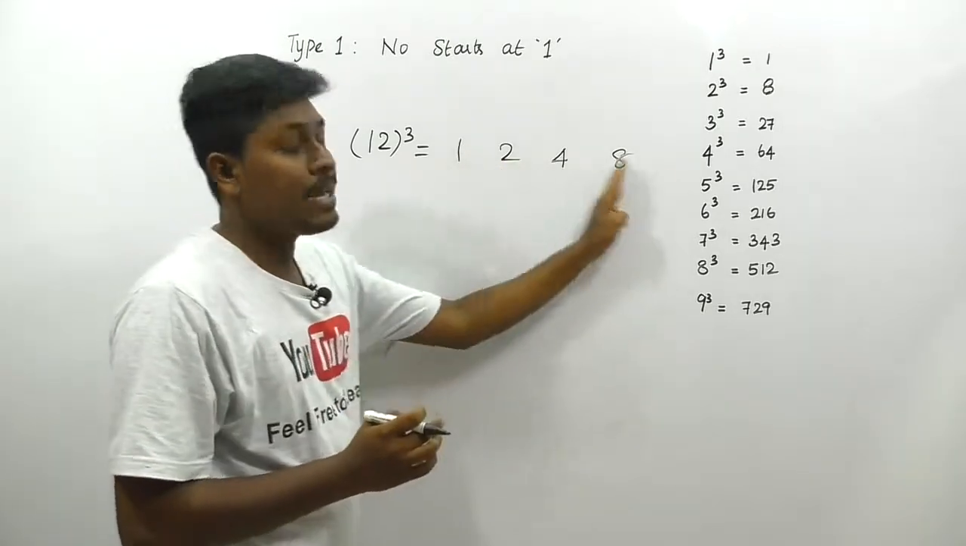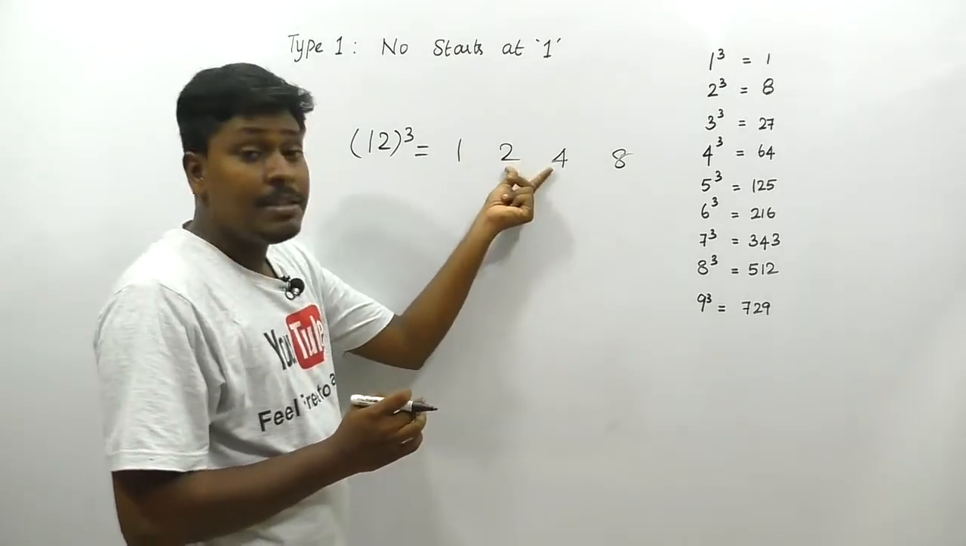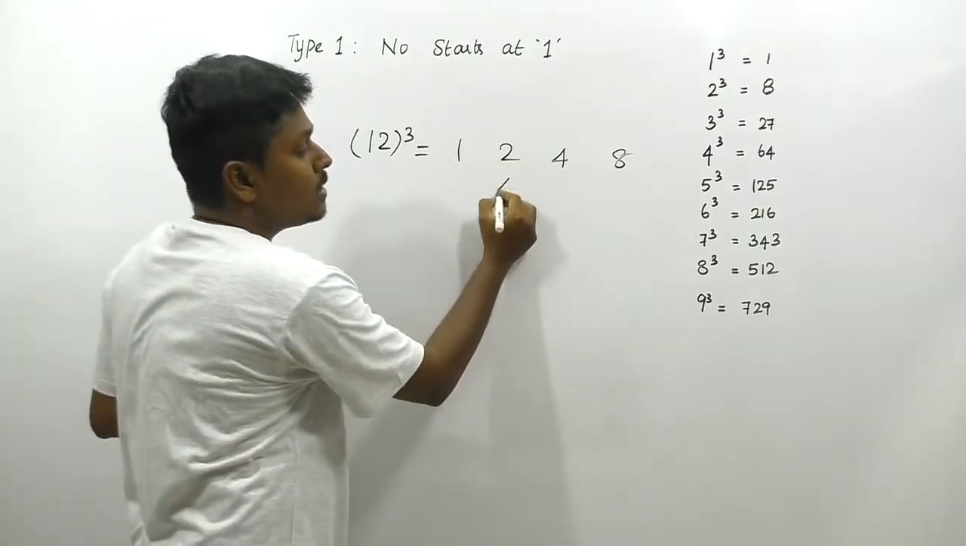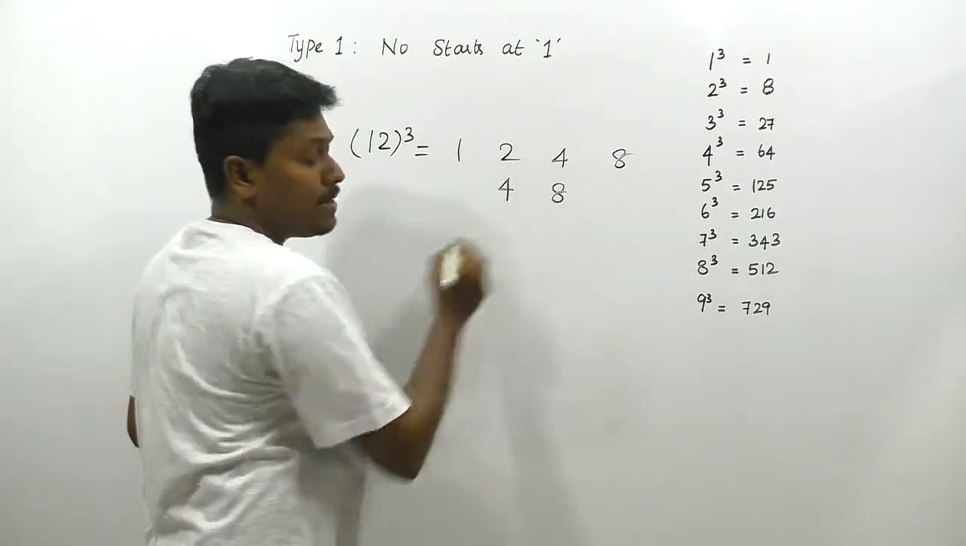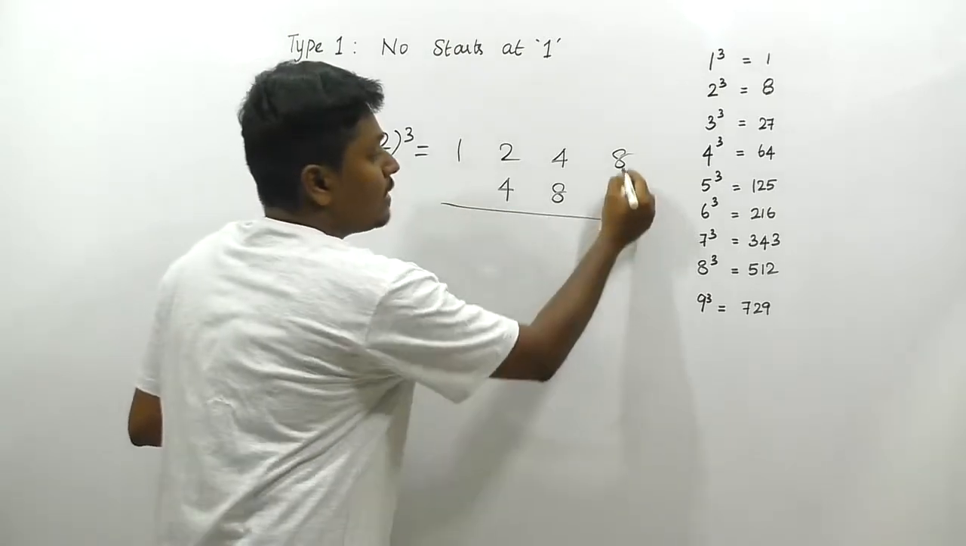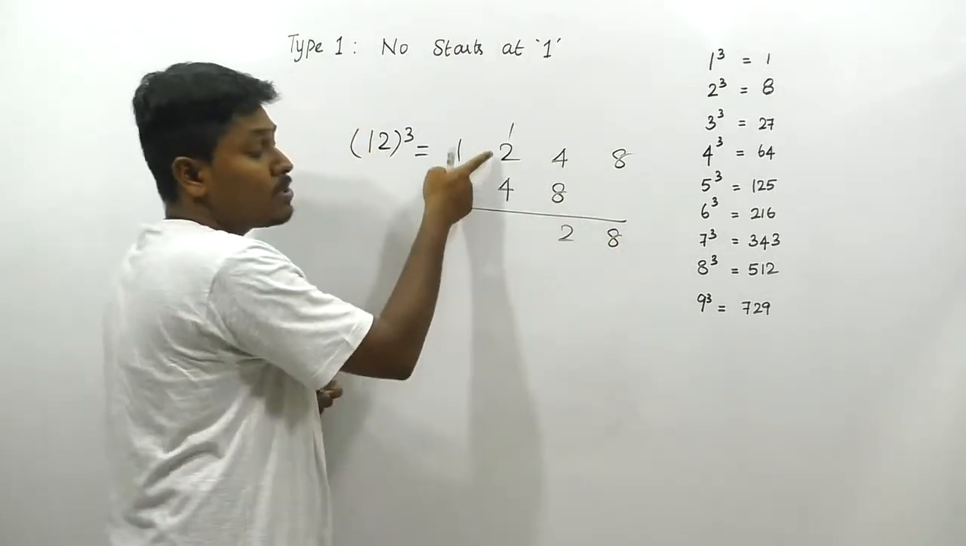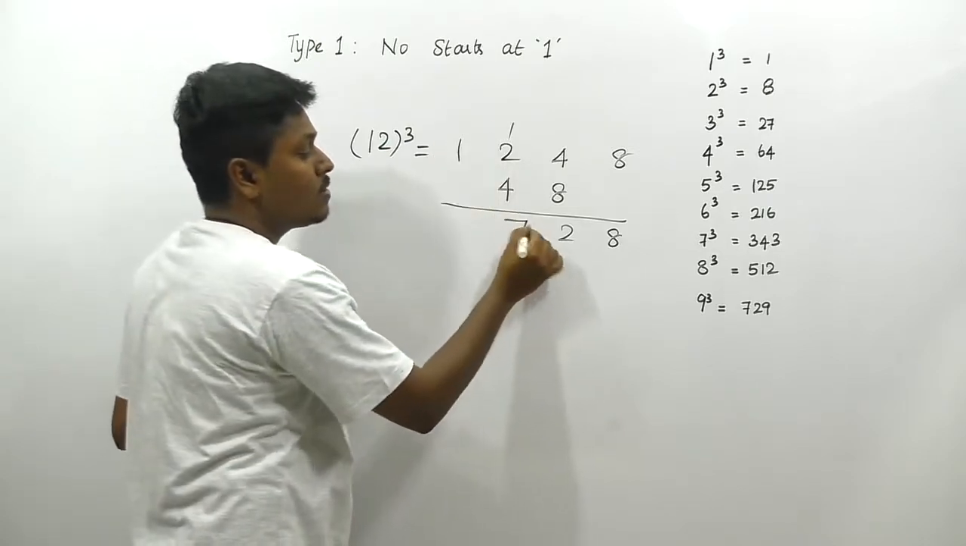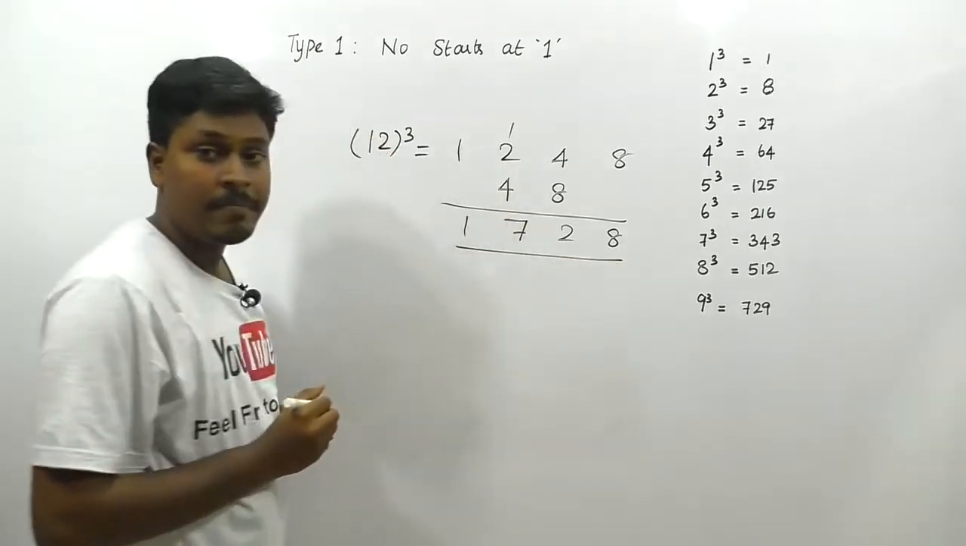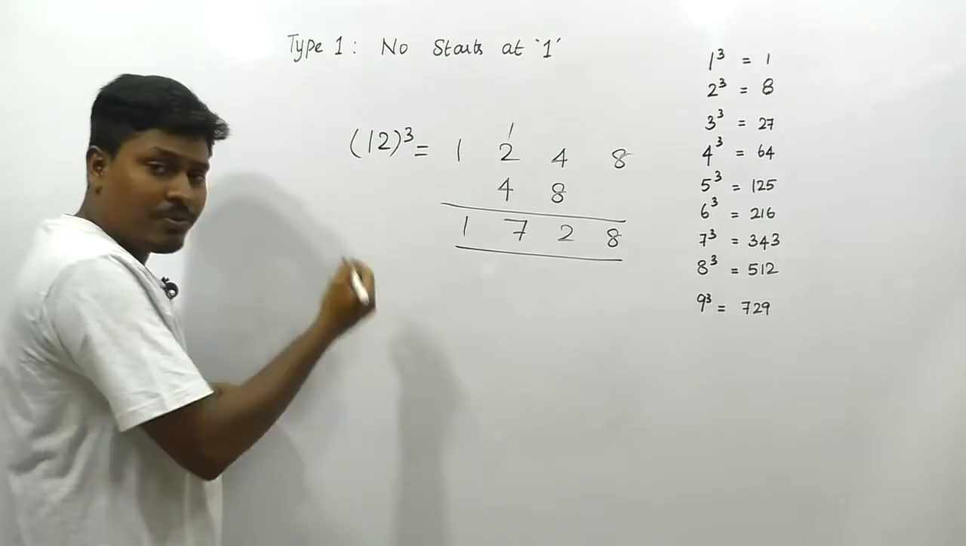Leave the first number and the last number. Double the center numbers. If we double 2, that is 4. If we double 4, that is 8. So add all the things. 8 plus 4 is 12, remainder is 1. 4 plus 2 is 6, 6 plus 1 is 7. So 1 7 2 8. Friends, got the idea? We can go for another sum.